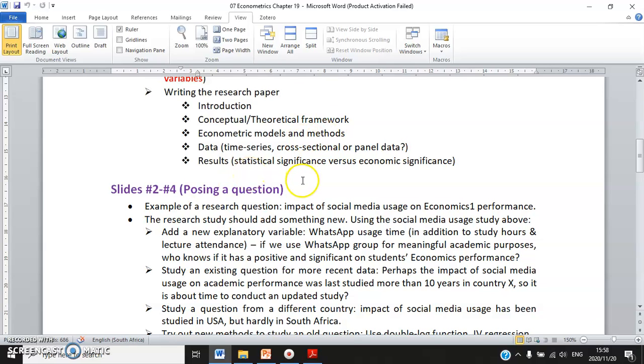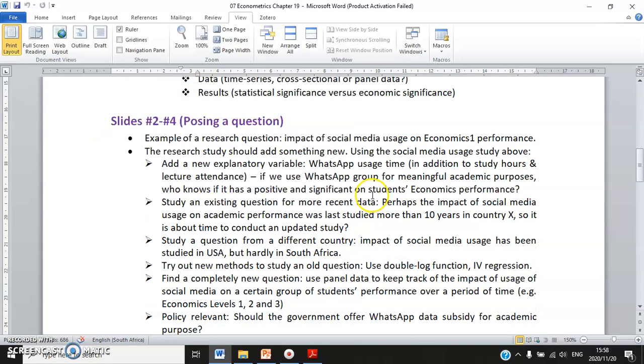Later, I'm going to talk about statistical significance, which you already learned in your second and third year econometrics. Remember those hypothesis tests, t-tests, and so forth. Economic significance, okay, we haven't discussed at undergraduate level. So later, at the end of this video, I will talk about the difference between statistical significance and economic significance.